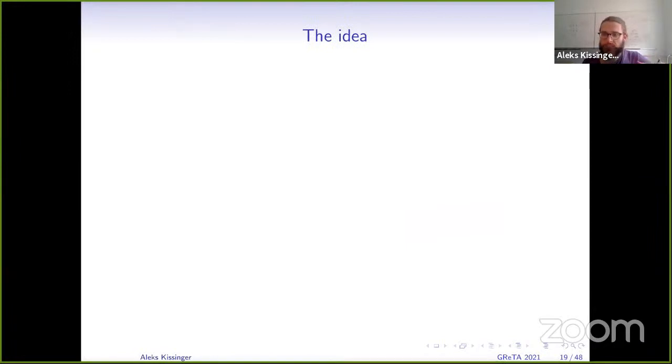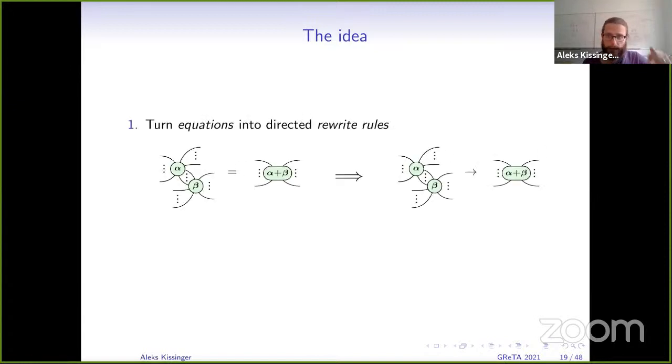But the idea behind especially these second two things, and really all three of these things, is something that's very familiar to this community, which is to automate working with these diagrams. The first thing you should do is turn equations into directed rewrite rules. So you look at some sort of equational system, and you figure out which direction is really the direction of simplification, or the direction that you want to go in an automated way, and you just only allow your algorithm to apply rules in one direction.